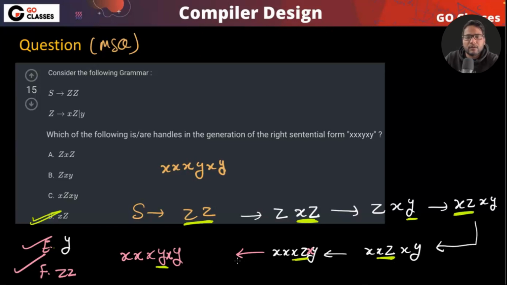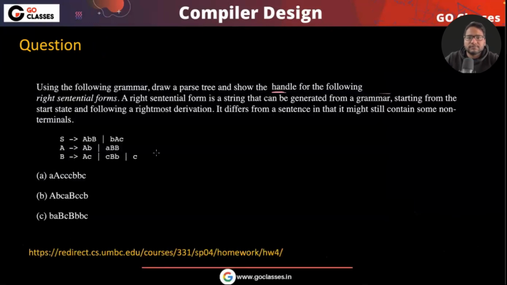Okay, now let's just see this. Now they are saying that you need to show the handle for the following right sentence form. So given this right sentence form, you need to tell the handle. Can you tell the handle in this right sentence form? What is the handle here? Okay, this is basically capital A, 3 times C, and then 2 times B, and then C.